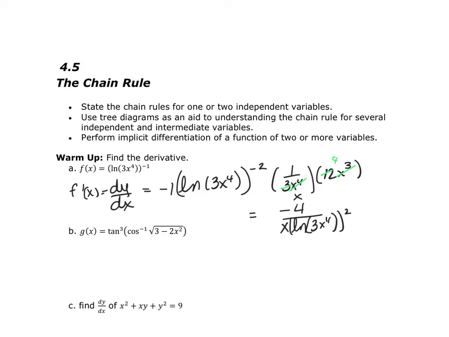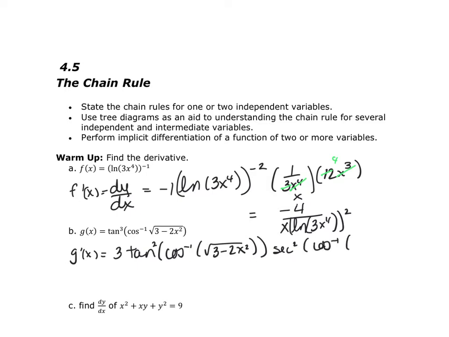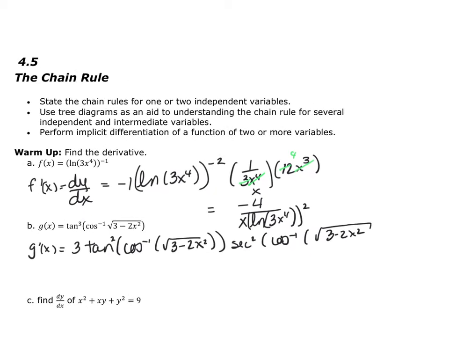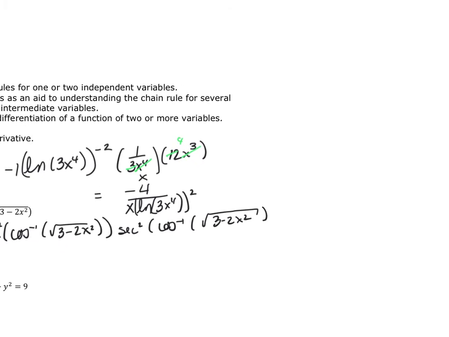Let's go ahead and do the derivative of tangent. So my most outer function is actually the cubed. So g prime of x is going to be 3 the tangent squared of the cosine inverse of the square root of 3 minus 2x squared. Whew. Now I'm going to do the derivative of the tangent. So I'm going to multiply by the secant squared of the cosine inverse of the square root of 3 minus 2x squared. Now we're going to go ahead and do the derivative of the cosine inverse.